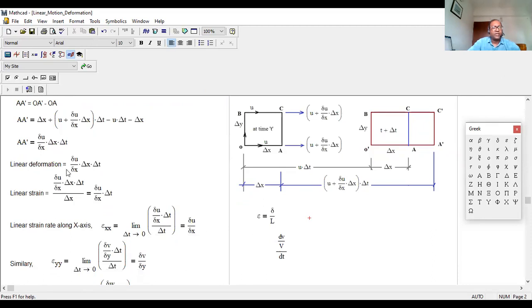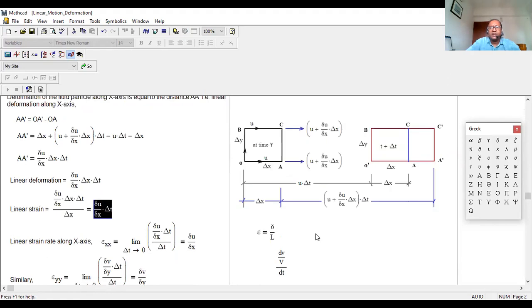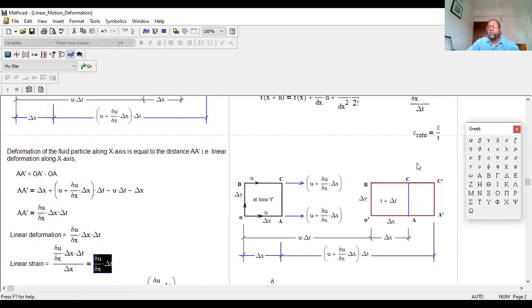Strain. Now, so we got delta. How will we figure out the strain? Linear strain equals deformation divided by original length. So we are getting del u by del x into delta t. Delta x will cancel out, right? This is linear deformation.